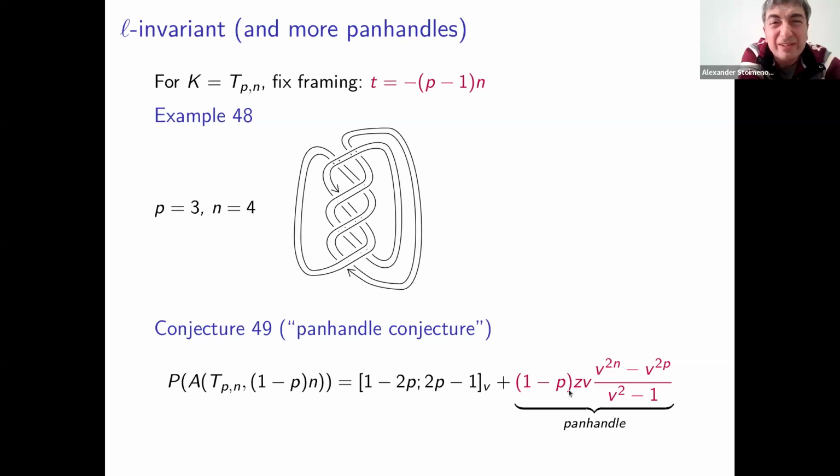So this is what I write with this part here. This is something in degrees 1 minus 2p to 2p minus 1. And then there is this term which contributes higher powers of v until 2n minus 1, always in degree z, so no higher power of z appears, and the coefficient is always 1 minus p. So now it looks like a panhandle. So if you look at why doesn't this work?